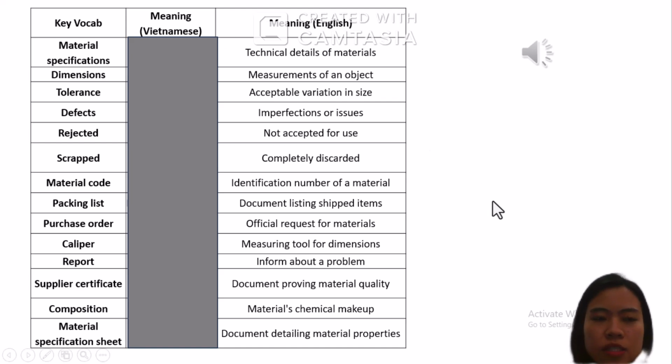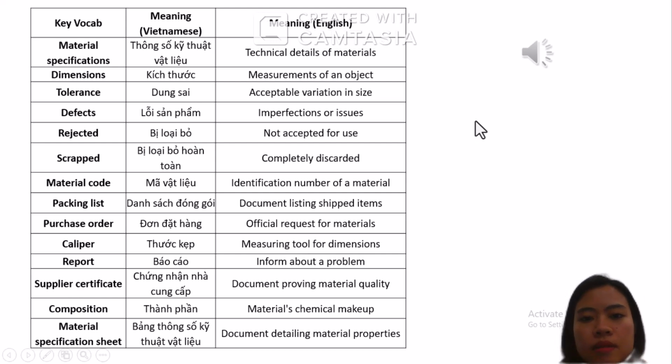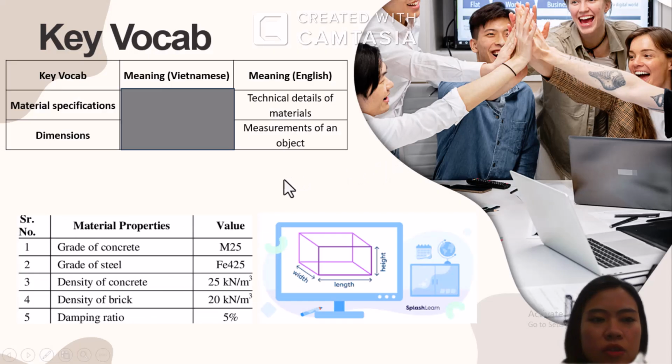As you can see, the key vocab is on the left column, its meaning in English on the right column, and in the middle we have its meaning in Vietnamese. Let's have a look at some key vocab one by one.